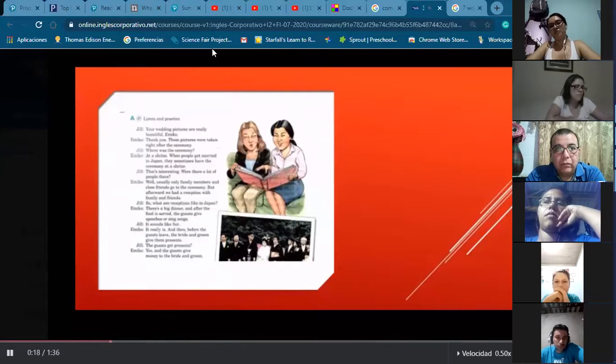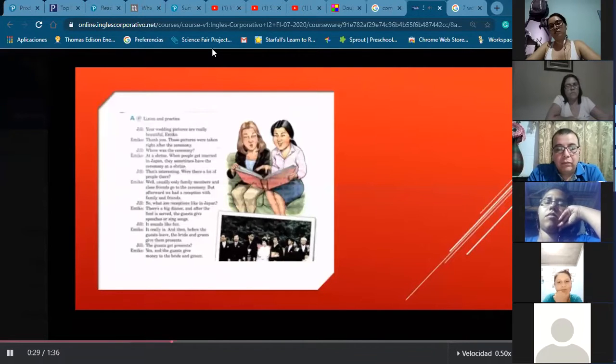Your wedding pictures are really beautiful, Emiko. Thank you. Those pictures were taken right after the ceremony. Where was the ceremony? At a shrine. When people get married in Japan, they sometimes have the ceremony at a shrine. That's interesting. Were there a lot of people there? Well, usually only family members and close friends go to the ceremony. But afterward, we had a reception with family and friends.